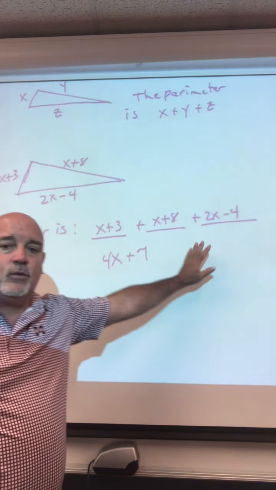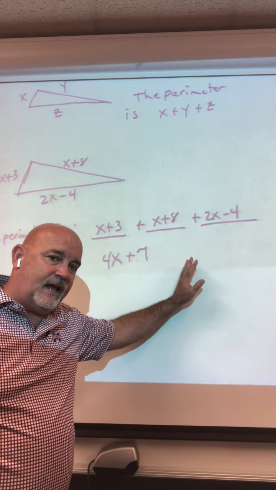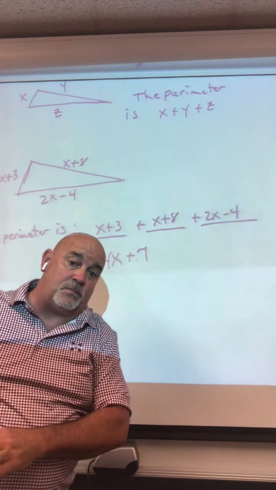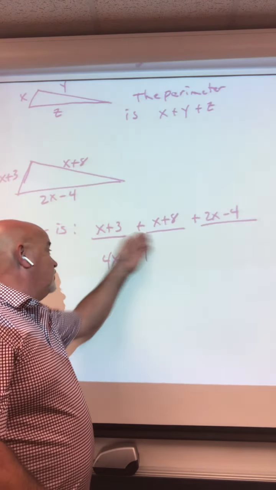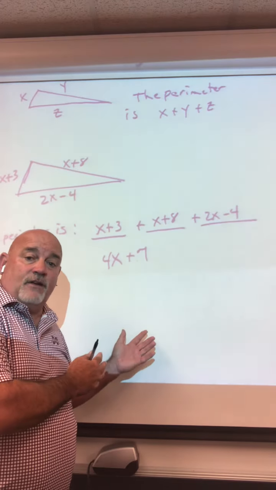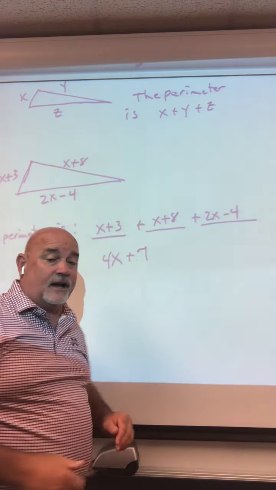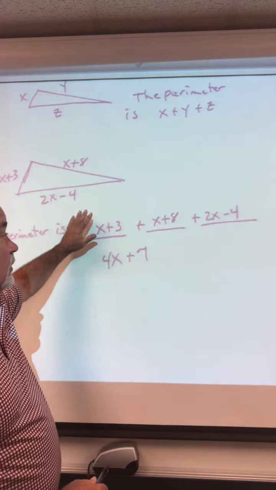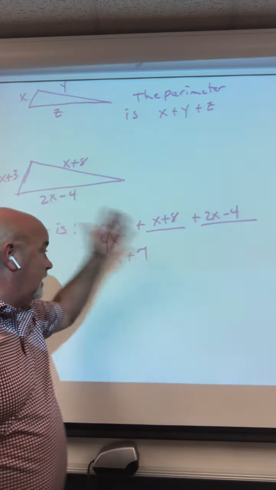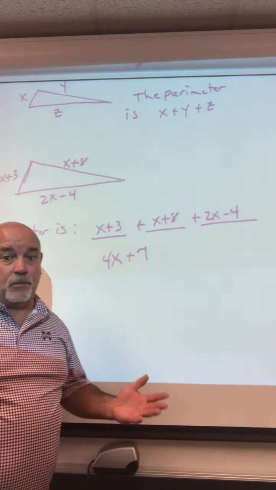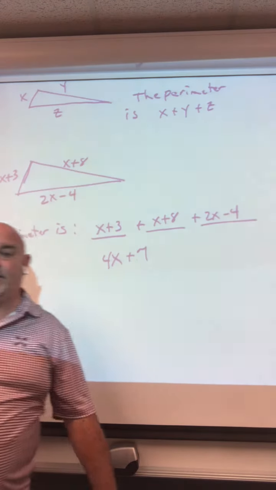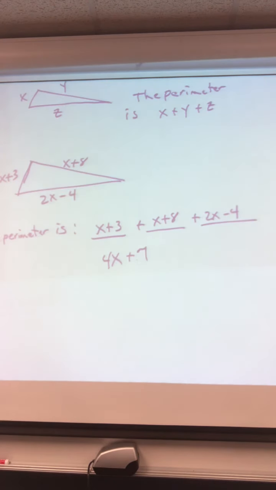Now this is not equal to anything, so we're not solving an equation like we did in section 2.1. The perimeter is just that. So we're not solving for X here because it's not equal to anything. It just says, what's the perimeter? Well, if you add those 3 sides together, there's your answer. So the perimeter, 4X plus 7. That's your answer. Okay?